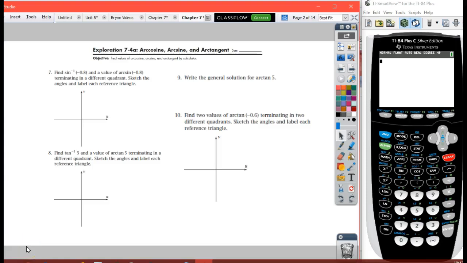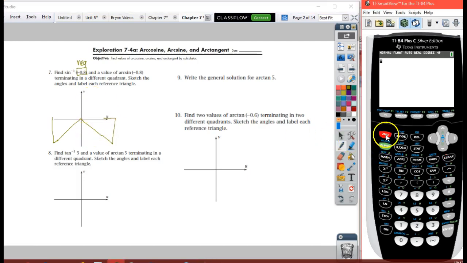So this video is a continuation of Exploration 7.4a, where we are looking for values for the sine inverse and the arc sine. And so right away, we want to identify that the ratio that we're dealing with is a negative ratio. And so I know that sine is going to have negative ratios in the fourth and the third quadrant. Now, sine inverse will only give us one answer, and sine inverse is defined between negative 90 and 90.